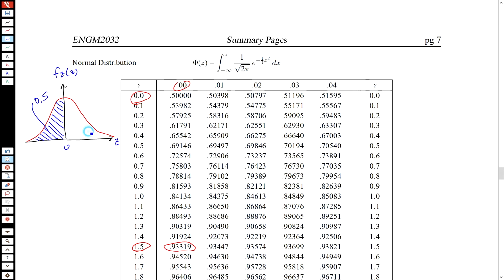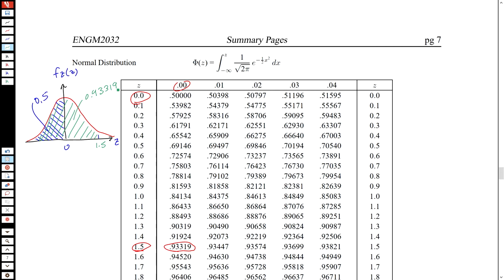It'll be out here somewhere. Let me throw this in a different color. Let's just try that again. Let's show this in green. Sorry, people who are colorblind, but I'll put it the other way around as well. So that's this area, and that's 0.93319. So that's how this table is used.